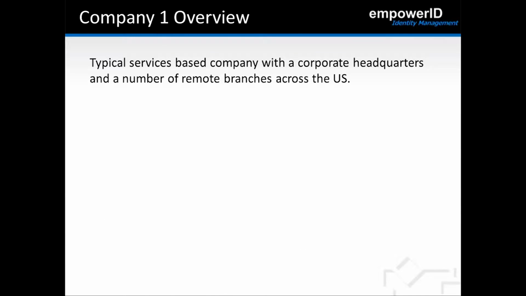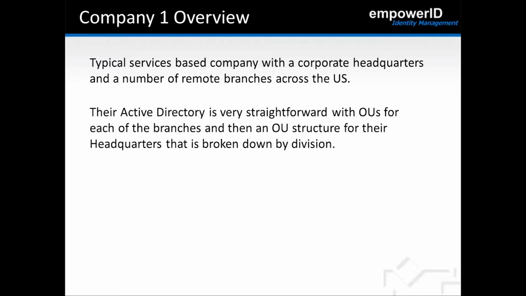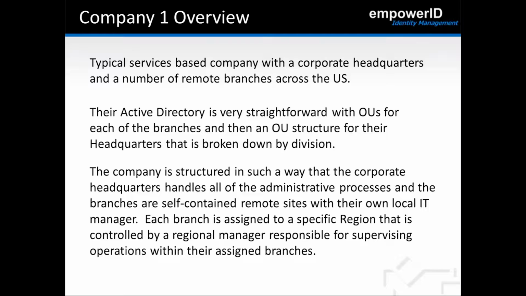So the overview for this company is a typical services-based company with corporate headquarters and a number of remote branches across the U.S. Their Active Directory is very straightforward, with OUs for each of the branches, and then an OU structure for their headquarters that's broken down by division. The company is structured in such a way that the corporate headquarters handles all of the administrative processes, and the branches are self-contained remote sites with their own local IT manager. Each branch is then assigned to a specific region that is controlled by a regional manager responsible for supervising operations within their assigned branches.